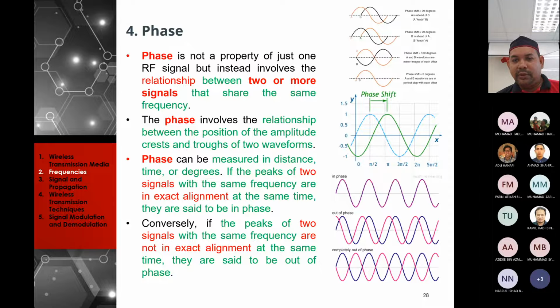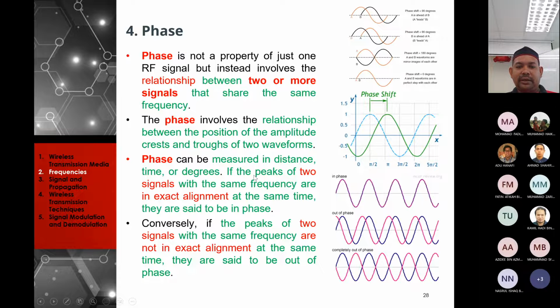1, 2, 3 tadi: frekuensi, amplitude, wavelength. Yang keempat adalah phase. Phase ni kalau kita ambil daripada tengah-tengah, dia nak start, kemudian dia akan ada shift. Ini dia tukar corak. Dia boleh tukar punya corak sine wave ni, kan? So phase is not a property of just one RF signal, but instead involves the relationship between two or more signals that share the same frequency. The phase involves the relationship between the position of the amplitude crest and trough of two waveforms.